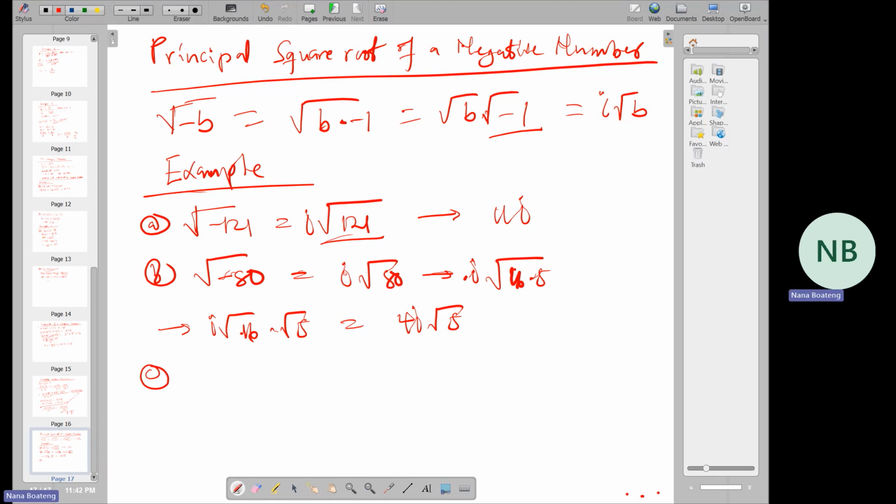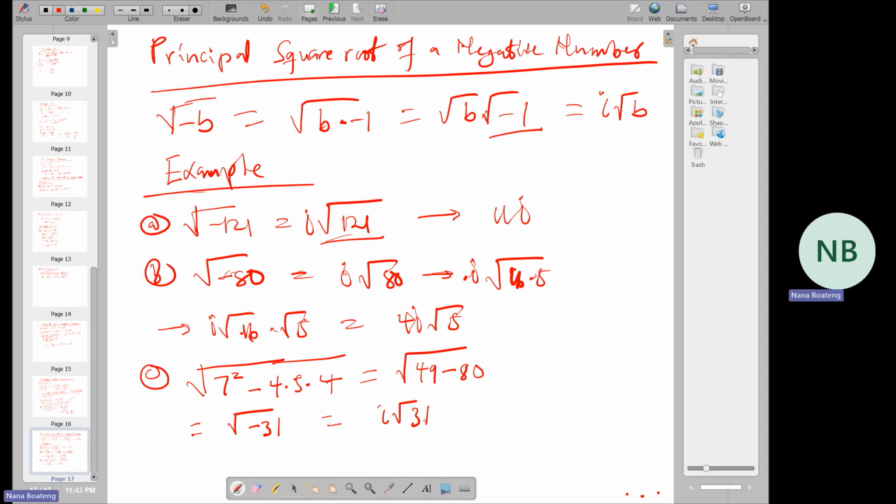And c, square root of 7 squared minus 4 times 5 times 4. This is equal to the square root of 49 minus, since 7 squared is 49, 4 times 5 is 20, and 20 times 4 is 80. So 49 minus 80. And this becomes the square root of negative 31, which is i square root of 31.